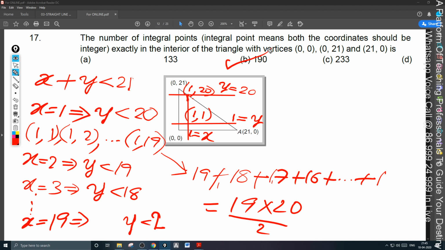Ravi Babu sir is asking you a question like this. Problem in 3D. O is 0, 0, 0. A is 21, 0, 0. B is 0, 21, 0. C is 0, 0, 21. Find the number of integral points within tetrahedron OABC. Please make a note of that problem and respond in the next class. Take your own time.